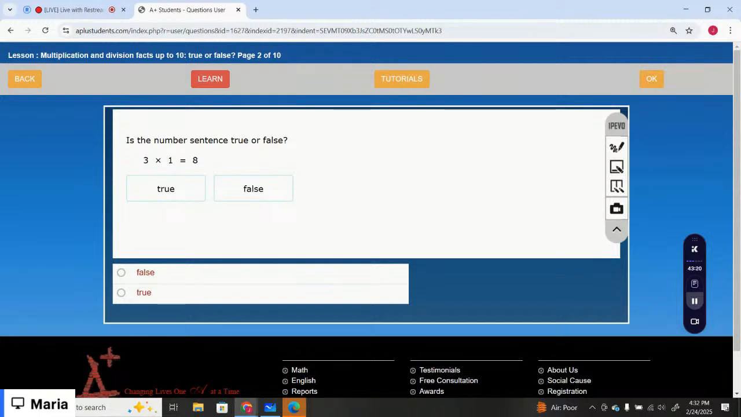Is the number sentence true or false? 3 times 1 equals 8. False it is. 3 times 1 is not 8. That is false.